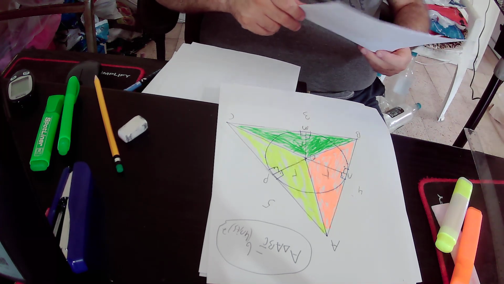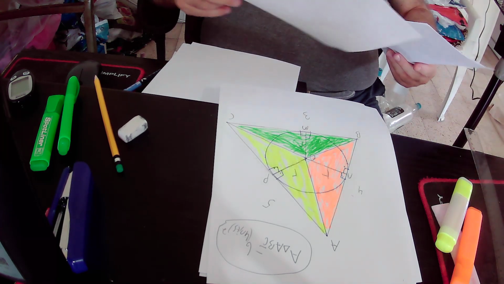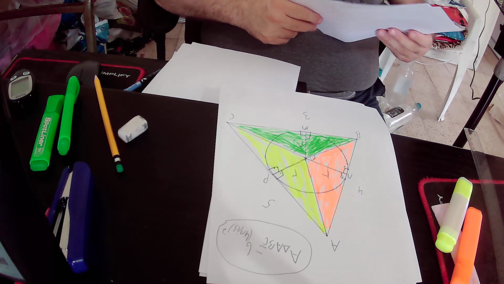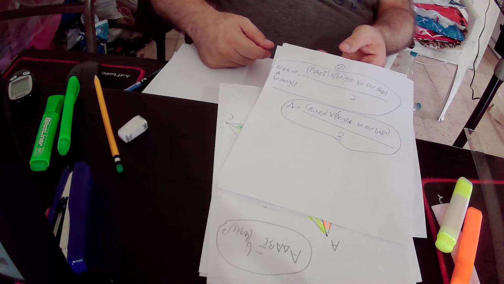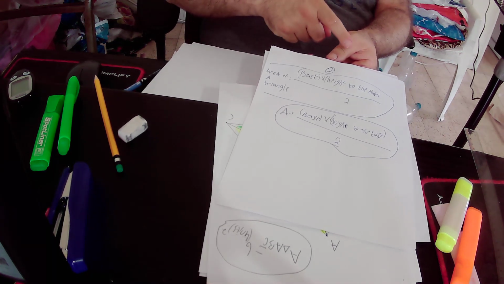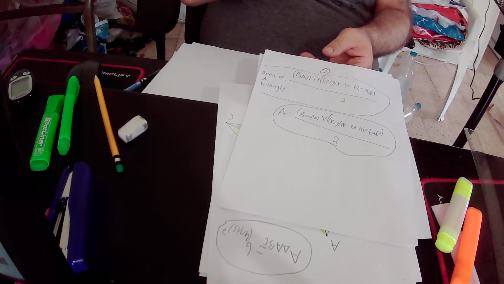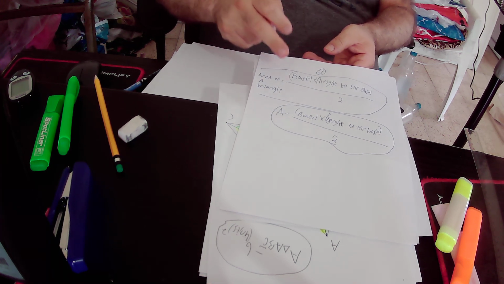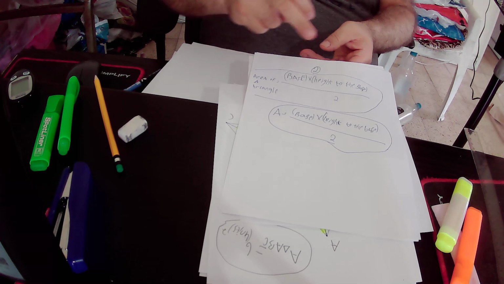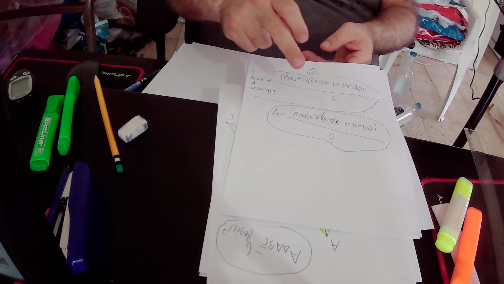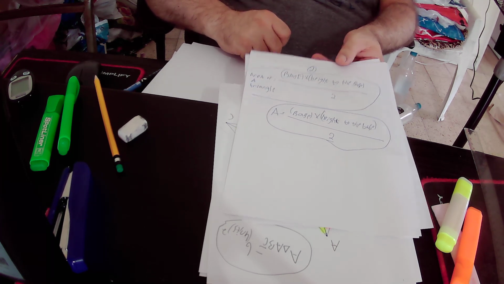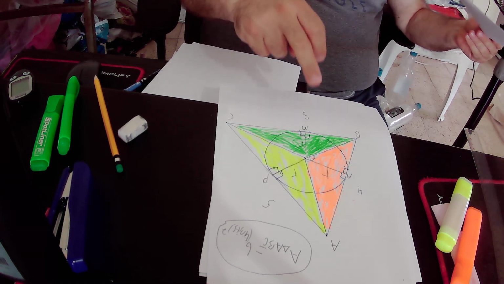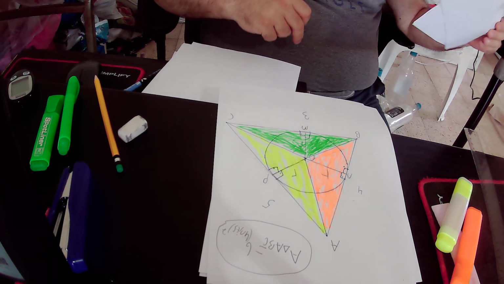And in general, we know that the area of any triangle equals the base of the triangle times the height to the base divided by 2. Or A, the abbreviation for area, equals the base of the triangle times the height to the base divided by 2. Okay, so we can use this formula to calculate the area of the green triangle.